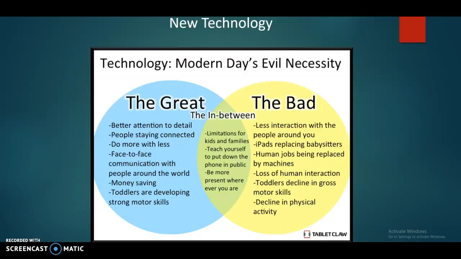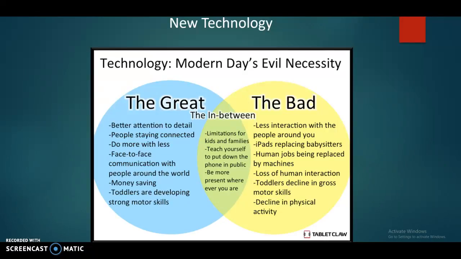The bad part will be less interaction with people, iPads replacing babysitters, jobs being replaced by machines, loss of human interaction, toddlers' decline in growth and motor skills, decline in physical activity.